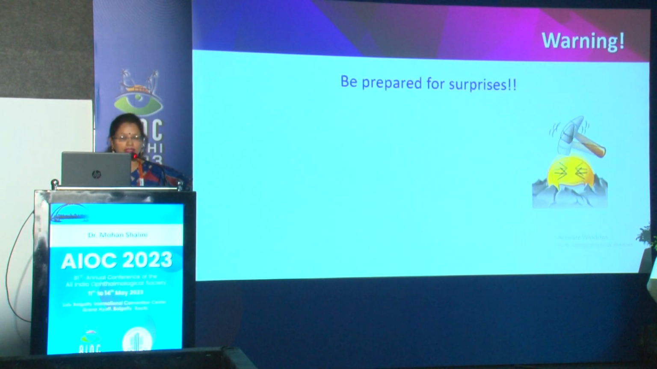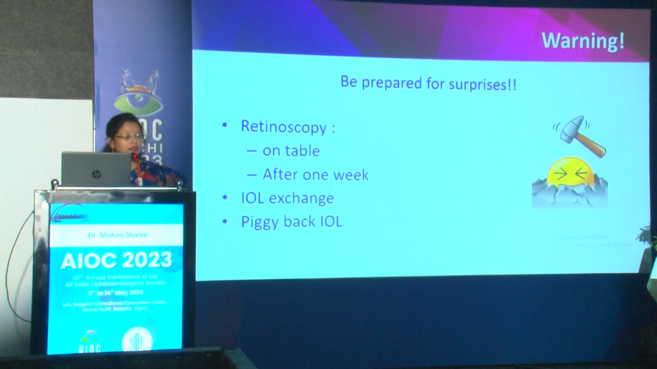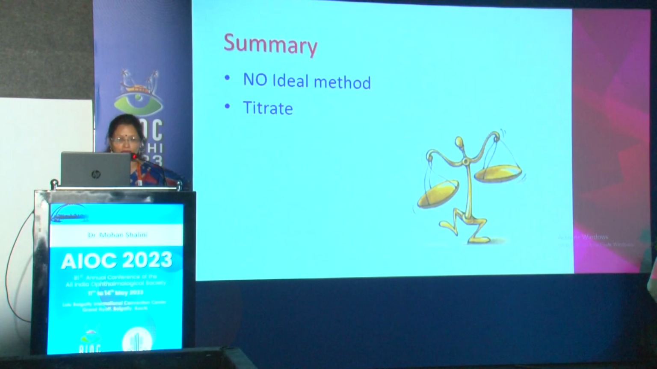So what are the warning things? We should be prepared for refractive surprises in children. We can also do on-table retinoscopy, and then implant the IOL there and then. But sometimes inventory might not be accessible for that particular diopter. So what we can do is retinoscopy, and after a week we can do a secondary IOL, or later on if required, an IOL exchange might also be required.